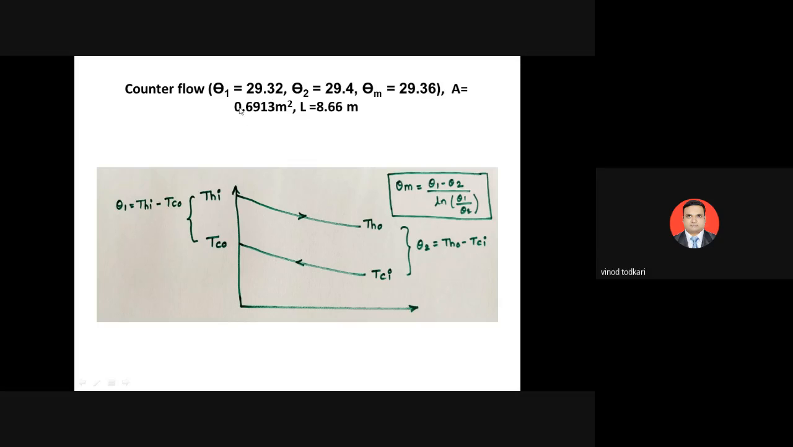And once A is known, how will you find the length of the heat exchanger? Simply we will apply the equation A is equal to pi dl. See, basically the equation is A is equal to pi dl into N into P. But here the number of tubes is 1 and the number of passes is also 1. So you will use the equation A is equal to pi dl and you will calculate the length of the heat exchanger.